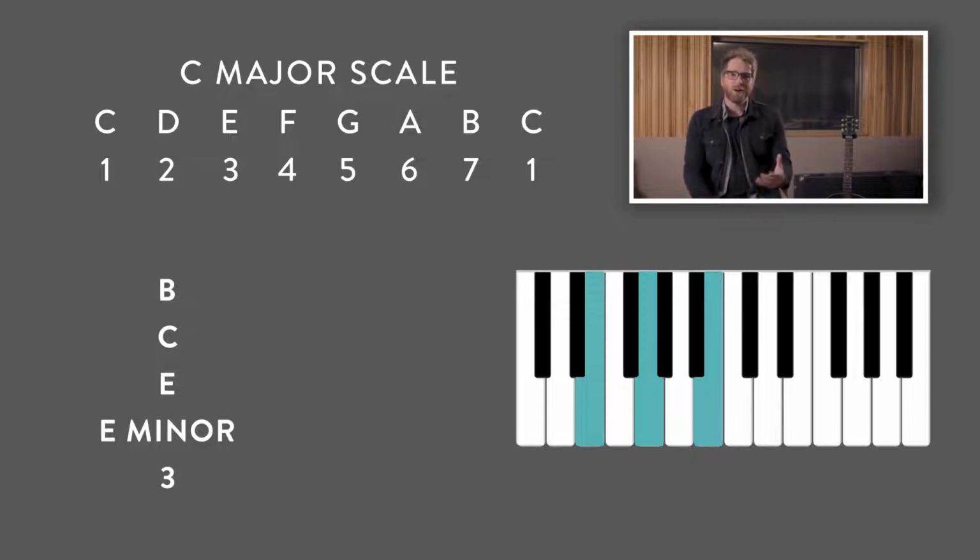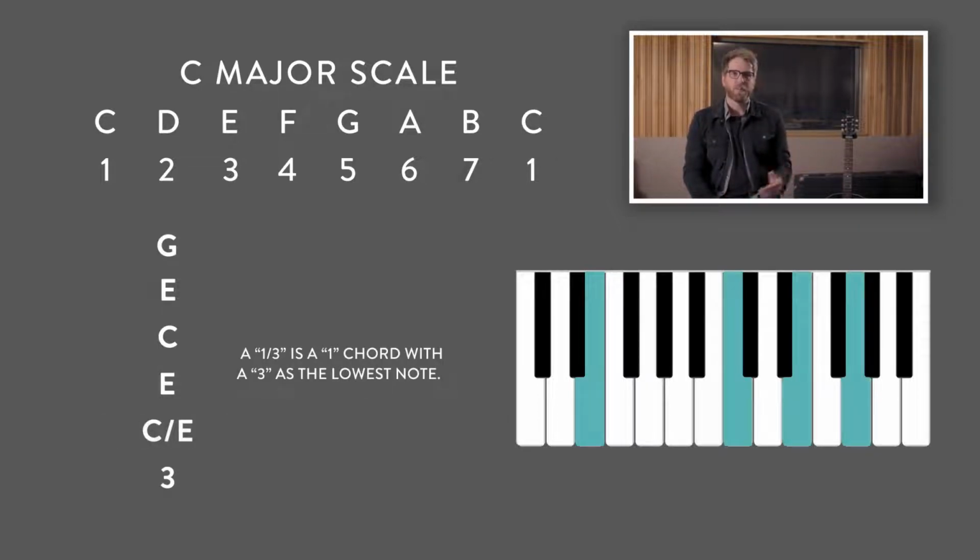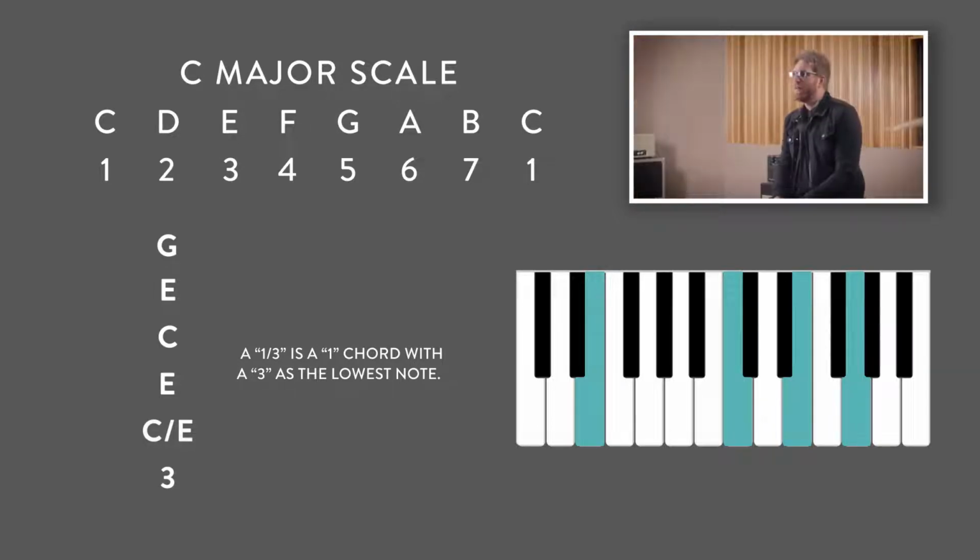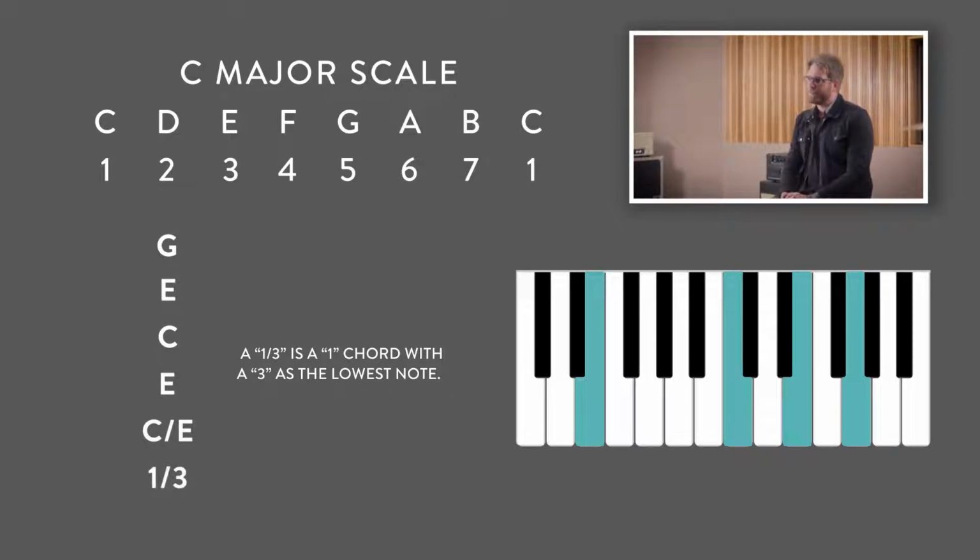However, in most modern Western music, and for our purposes, this note is used as a bass note and played over the 1st chord of the key that we are playing in. So in the key of C major, the chord we would typically play in this position would be called C over E. And this is simply a C major chord with an E as the bass, or the lowest note in the chord. And in terms of the number system, we would call it a 1 over 3.